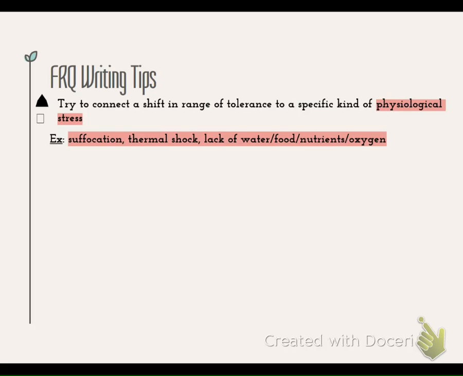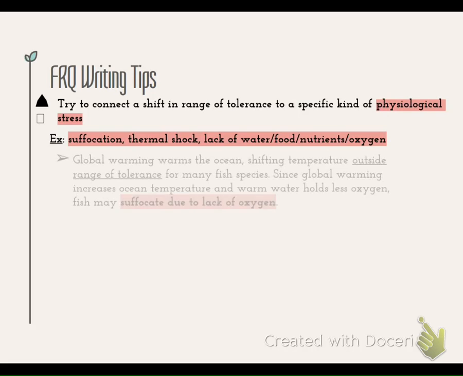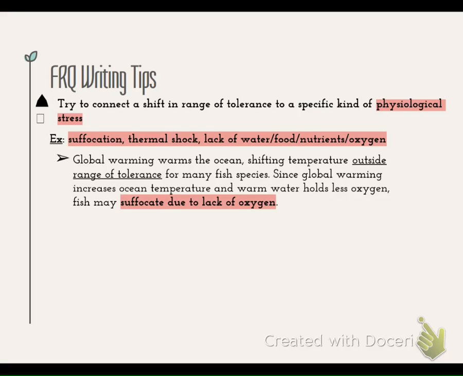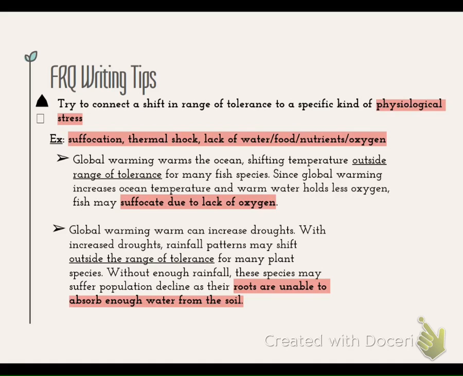For example, suffocation, thermal shock, lack of food or oxygen. For example, global warming warms the ocean, shifting temperatures outside the range of tolerance for many species. Since global warming increases ocean temperature and warm water holds less oxygen, fish may suffocate due to lack of oxygen. Or global warming can cause increased droughts. Rainfall patterns may shift outside the range of tolerance for many plant species. Without enough rainfall, they do not get enough water into their roots so that the plants can survive.